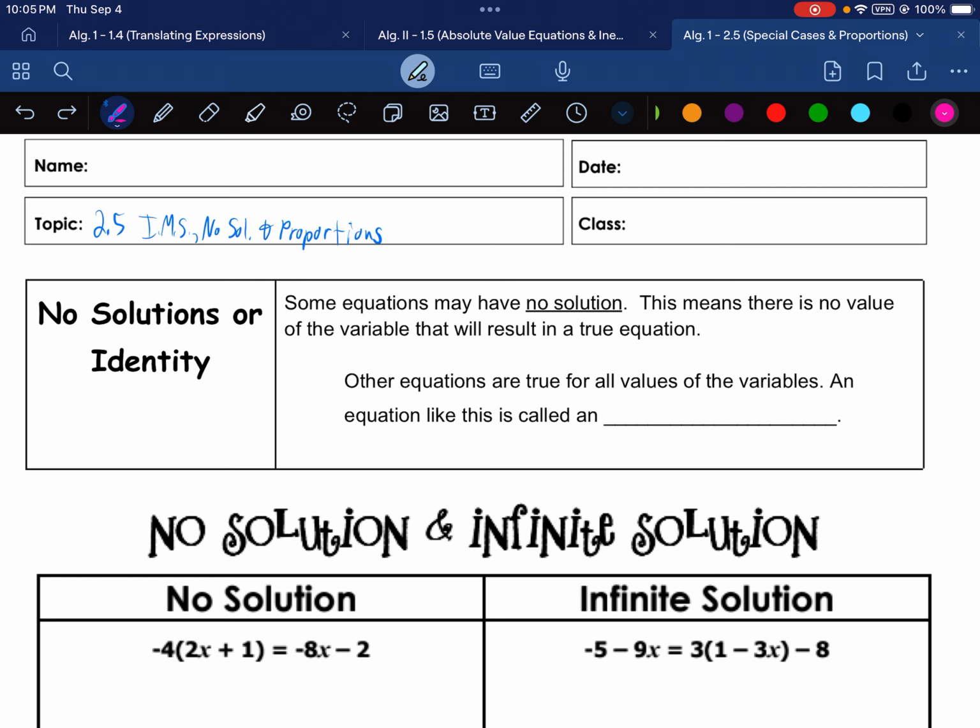Some equations may have no solution. This means that there's no value of the variable that will result in a true equation, while other equations are true for all values of the variable. So no matter what you plug in, it'll always work. And an equation like this is called an identity.